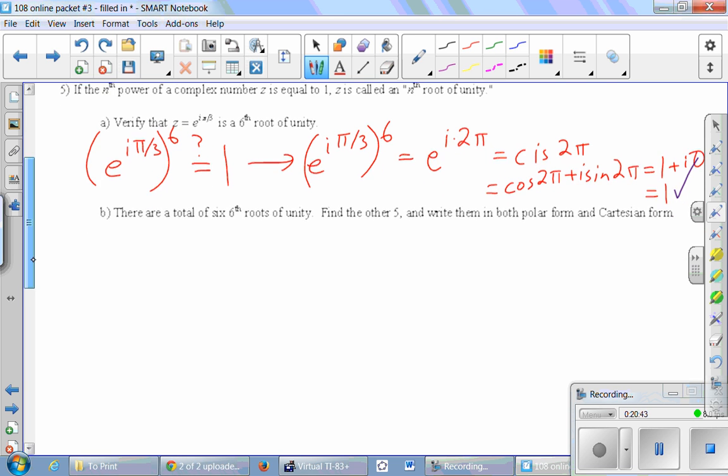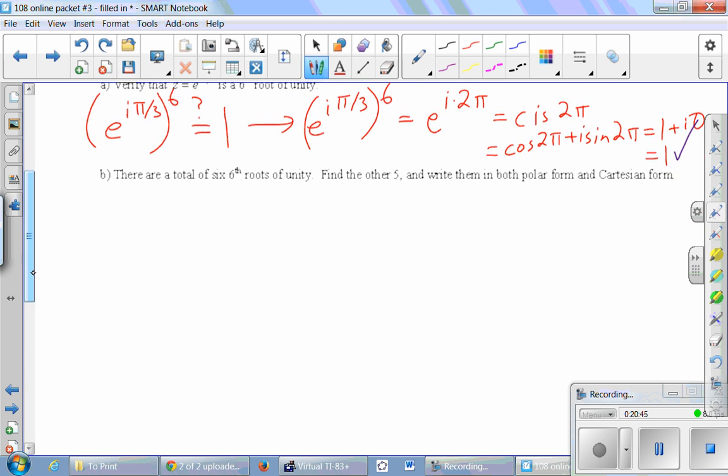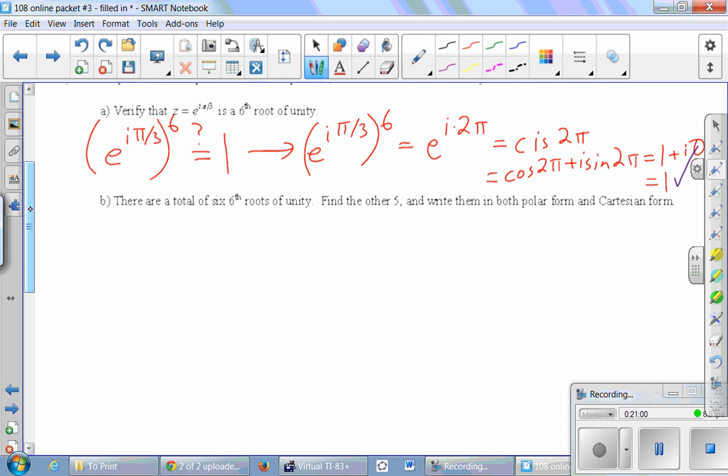B. There are a total of 6 6th roots of unity. Find the other 5 and write them in both polar form and Cartesian form. Okay, so we did something like this in the video for this particular class. So it's the same technique here. We're going to try to find complex numbers that when you take the 6th power of them, you get 1.